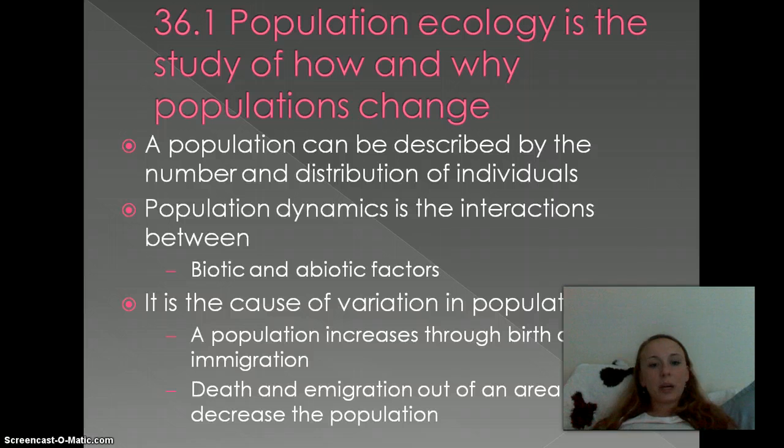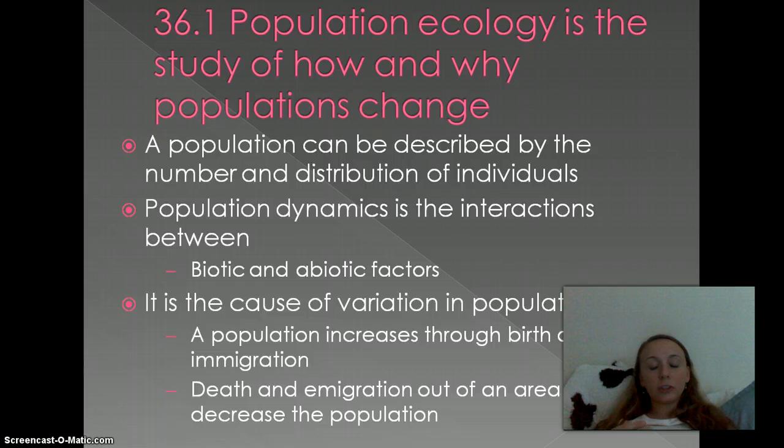So a population can be described by the number and distribution of the individuals. So how many of these organisms are there? And how are they distributed? Are they all living in one area? Are they distributed pretty evenly? Also, it includes biotic and abiotic factors and the influences that these have on the environment. We talked a lot about abiotic and biotic factors, different ones, and what they can do to specific organisms. So this is basically the cause of variation in population sizes.